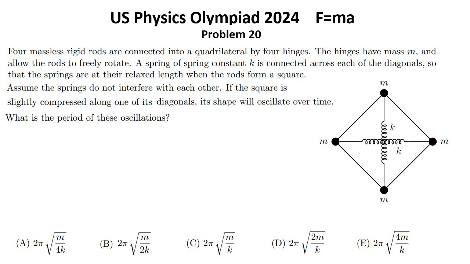If the square is slightly compressed along one of its diagonals, its shape will oscillate over time. What is the period of these oscillations?